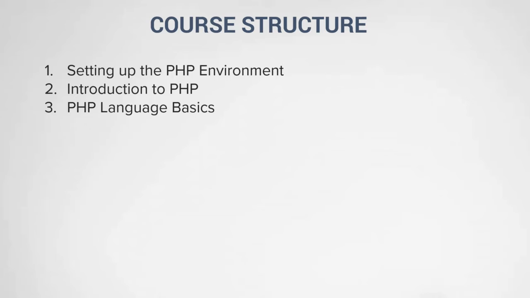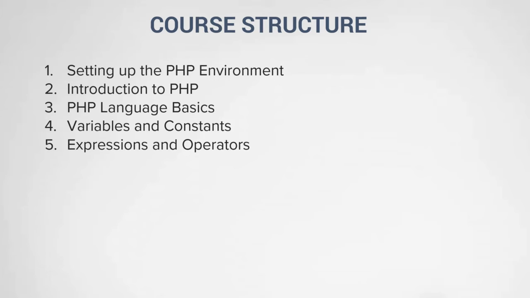Then we'll jump into the PHP language basics, understand how to write a PHP file, how to open a file, and how to print the output from our PHP files. Then we'll look at variables and constants, how to define a variable, how to define constants, and what different types of variables we have. Then we'll look at expressions and operators. Then we'll look at different types of operators, assignment, conditional, bitwise, all the operators that we have in PHP.